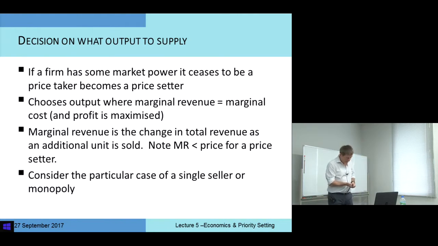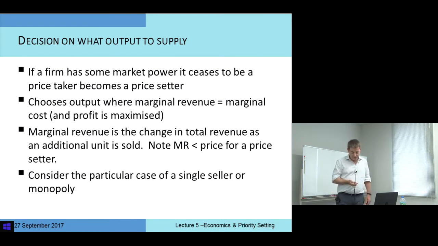And so what it has to look at is the marginal revenue. It's the change in the revenue, the change in, if you like, the income or the money it's getting from selling goods. It's the change in their income or revenue as they sell an additional unit. But to sell an additional unit, you have to lower your price. This has a consequence that marginal revenue is less than price.